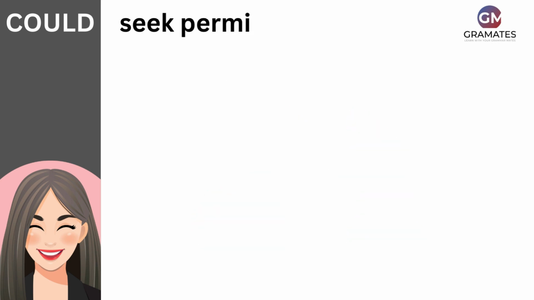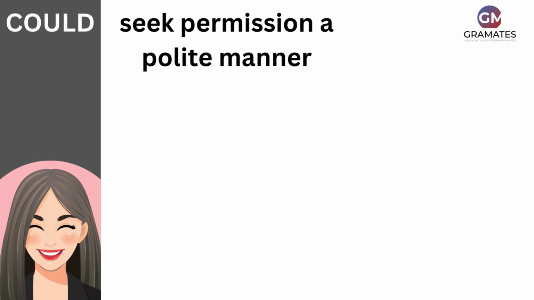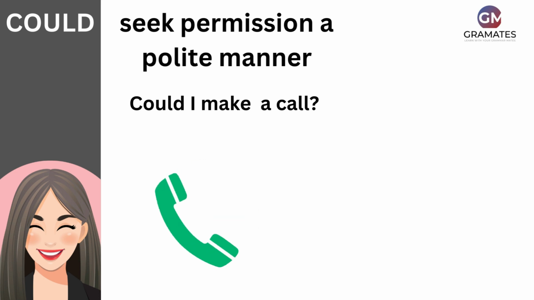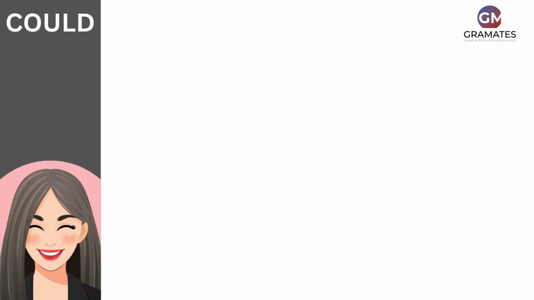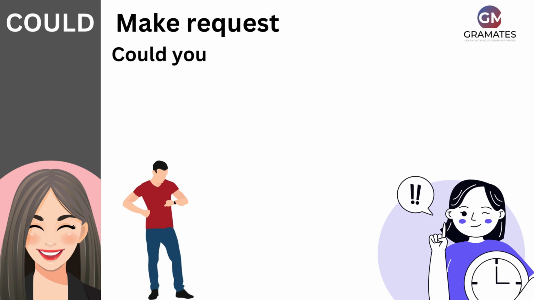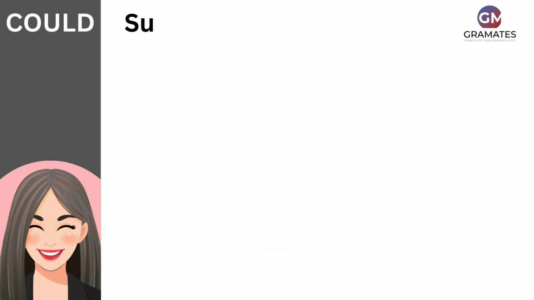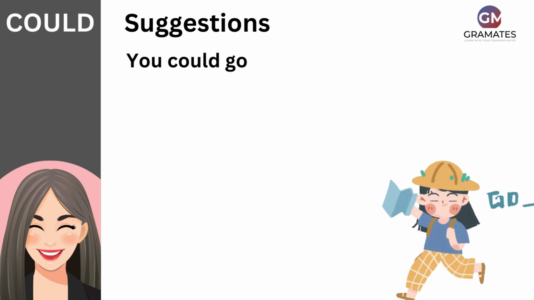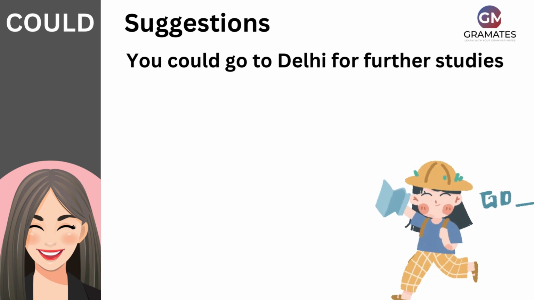And as we all know, to seek permission, especially a polite one, it is better to use the could. For example, could I make a call? But what about making a request? Don't worry, we can use the could here as well. For example, could you wait for a moment, please? As we have noticed, sometimes people use the could for giving suggestion as well. For example, you could go to Delhi for further studies.